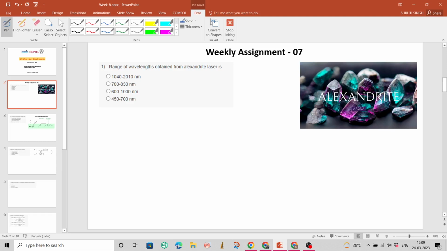Alexandrite is a crystal. These are those crystals. I have kept this image here. It's a shiny greenish purple, nice looking crystal, and it has an orthorhombic crystal structure. Alexandrite lasers are chromium doped. The Alexandrite crystal is doped by chromium. These are solid state lasers.